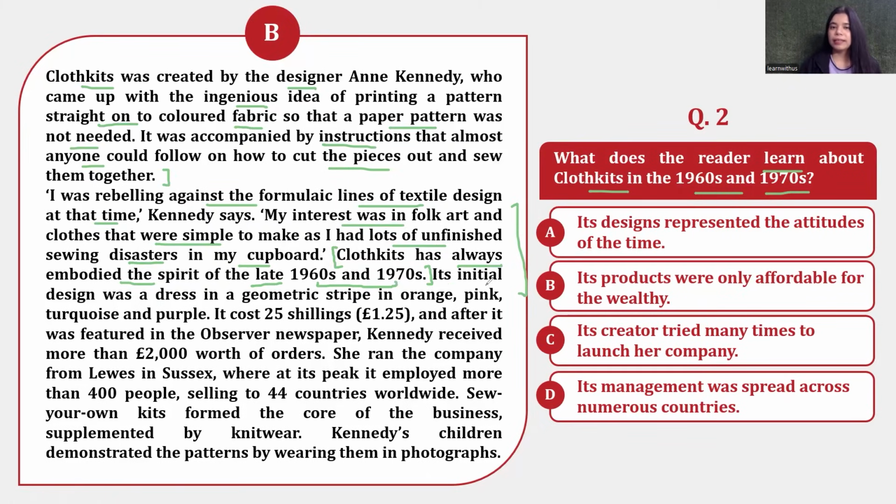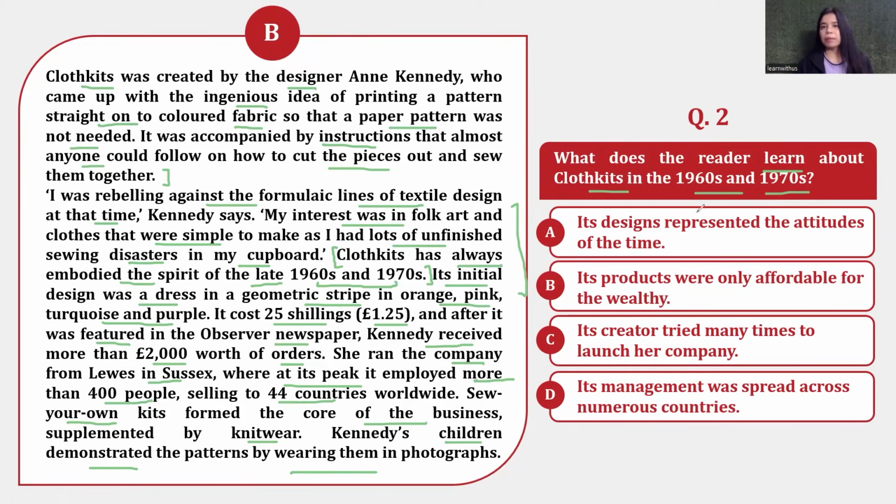Let's read further. It says its initial design was a dress in a geometric stripe in orange, pink, turquoise, and purple. It cost 25 shillings, 1.25 euros, and after it was featured in the Observer newspaper, Kennedy received more than 2,000 euros worth of orders. She ran the company from Lewes in Sussex, where at its peak it employed more than 400 people, selling to 44 countries worldwide. Sewing your own kits formed the core of the business, supplemented by knitwear. Kennedy's children demonstrated the patterns by wearing them in photographs.